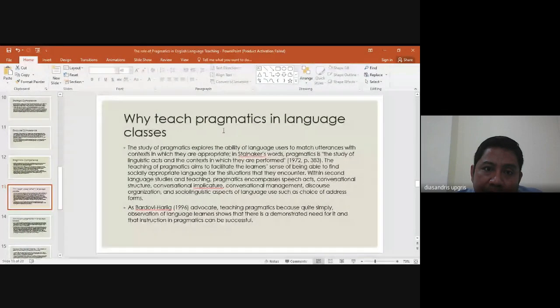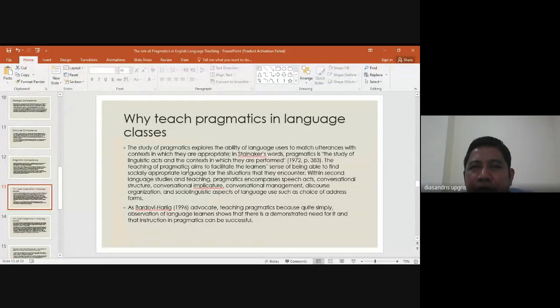Why teach pragmatics in language classes? It will be the same question as kenapa jurusan kita harus ada mata kuliah pragmatics? Kenapa di program studi pendidikan harus ada mata kuliah pragmatics? I don't know in other university. As far as I know, di prodi kita di UGRIS ada pragmatics. Nggak tahu kalau di UNES ya apakah ada pragmatics. Di UMK apakah ada pragmatics and so on and so on.